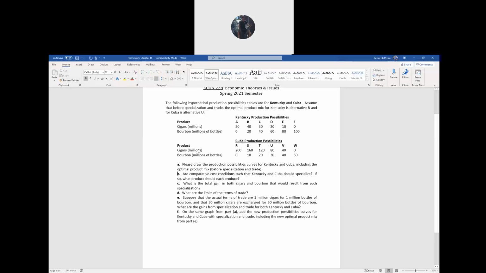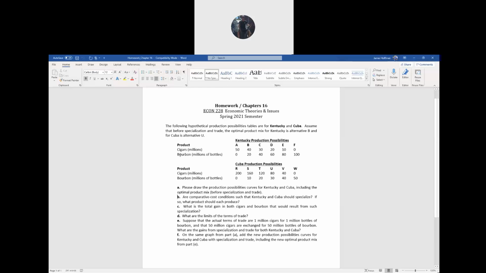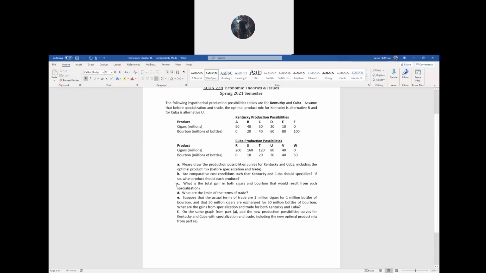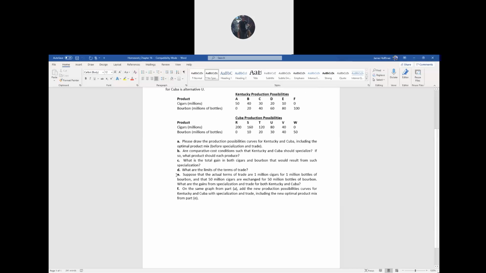You can probably guess just by the goods and the domestic locations who's going to produce what, but you've got to figure that out. And then what's the total gain in cigars and bourbon just from specializing? Find the limits in terms of one of the goods, and then we're going to trade. I made it nice and simple. We're going to trade 1 million cigars for 1 million bottles of bourbon. So 1 to 1, and then we're going to trade 50 million cigars for 50 million bottles of bourbon. So 50 to 50. So a nice 1 to 1 trade.